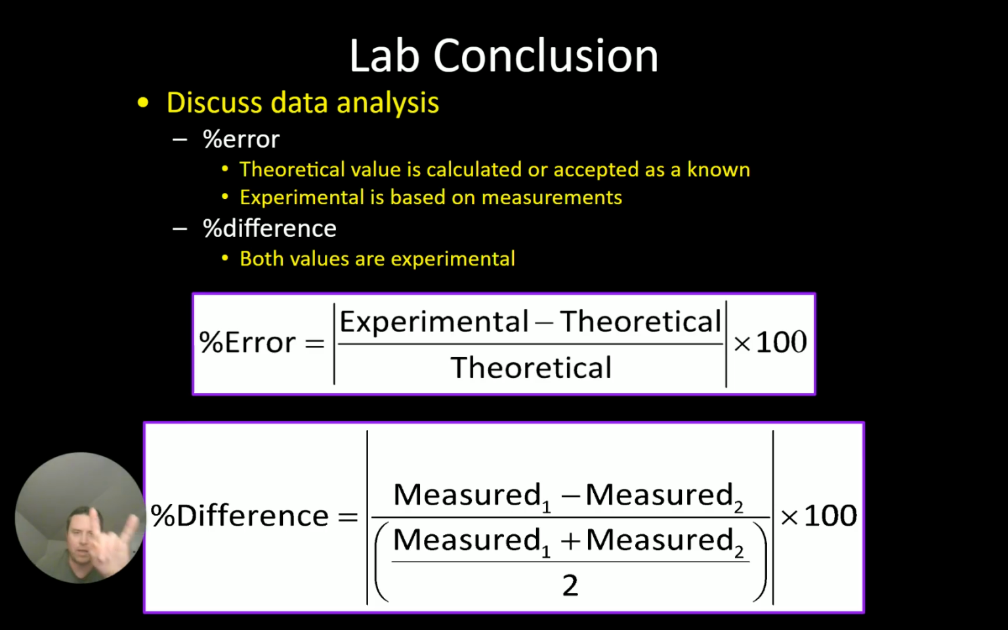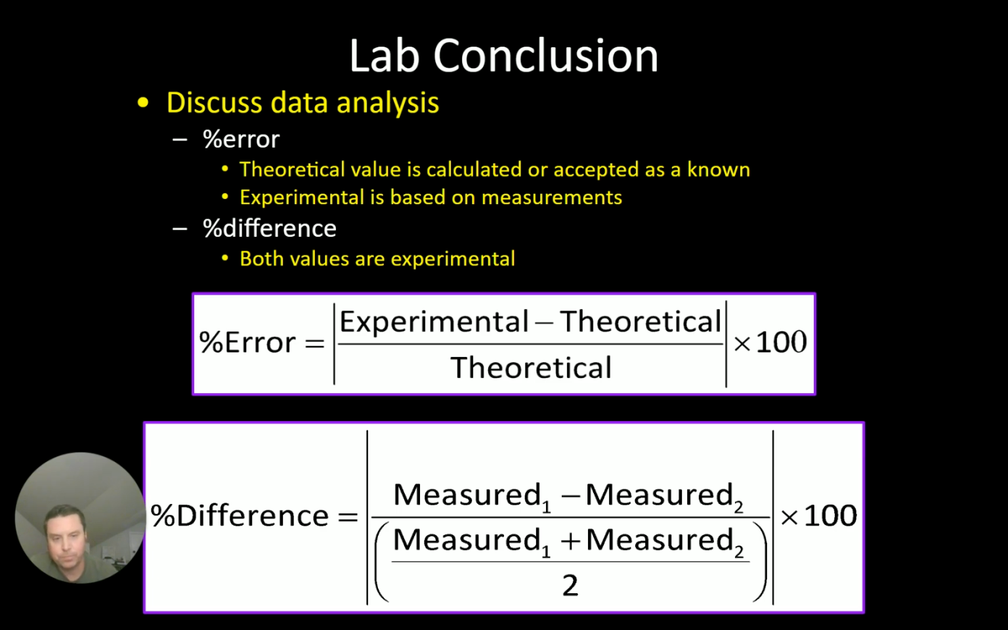And then you've got the absolute value signs on the outside, so it's always going to come out positive. So you take experimental minus theoretical, divided by theoretical, multiply by 100, and you're going to get a percentage. And ideally, it's under 20%. If it's over 20%, then we need to fix it.